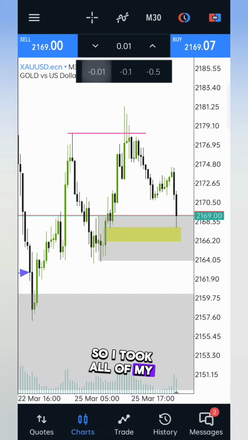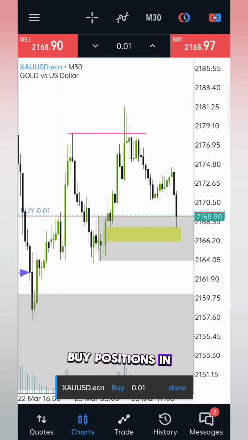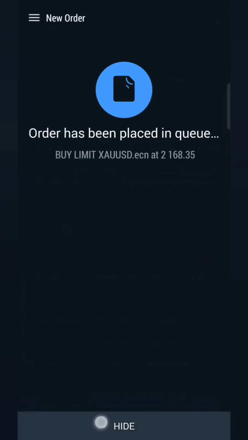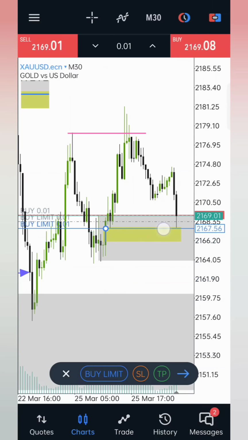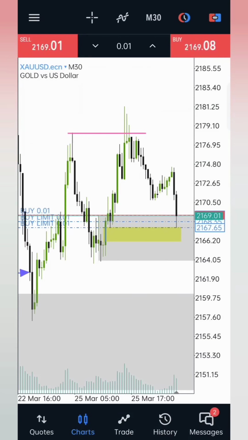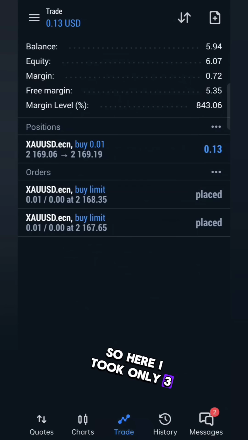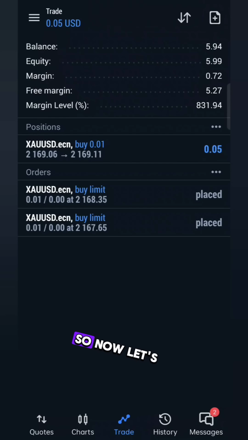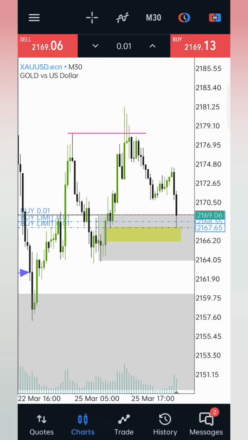So I took all of my open and pending buy positions in this demand and imbalance area. Here, I took only 3 orders, one is open and the others are pending orders. So, now let's see what happens next.